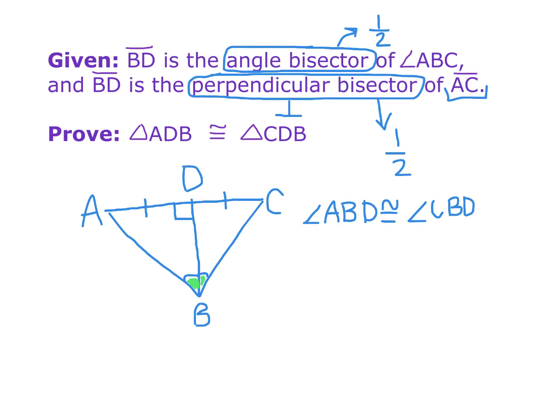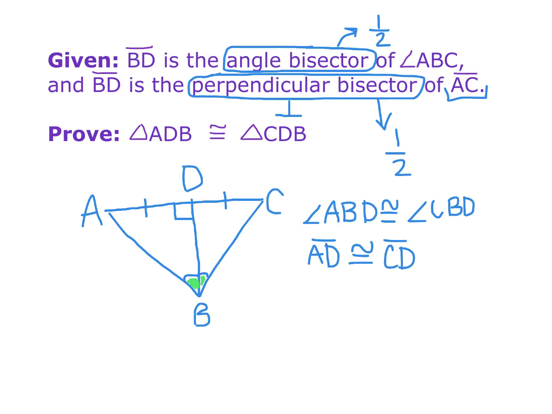Okay, now the other thing that I could say here is that line segment AD is congruent to line segment CD. Okay, and we know that because we had a perpendicular bisector, so that was cutting it in half.